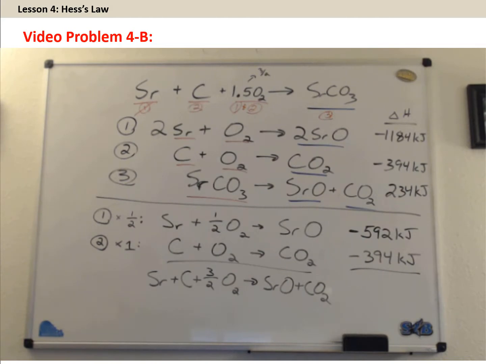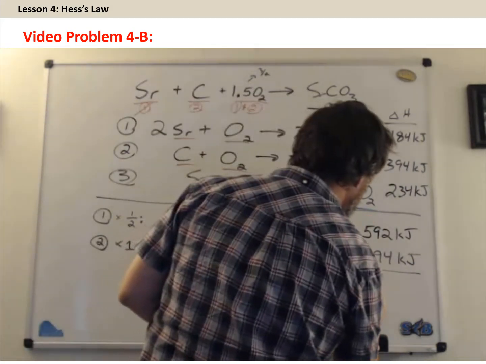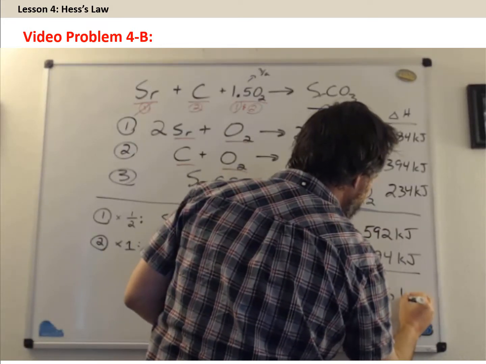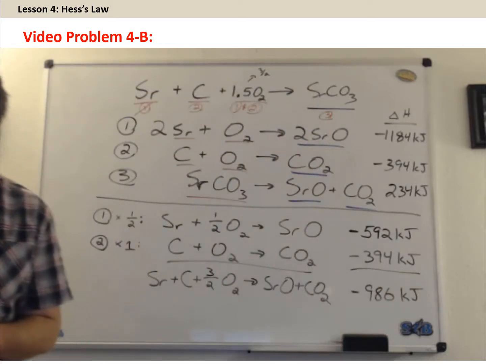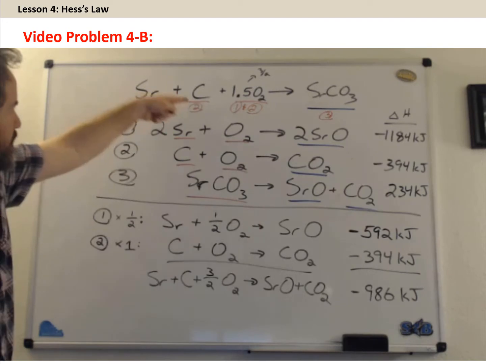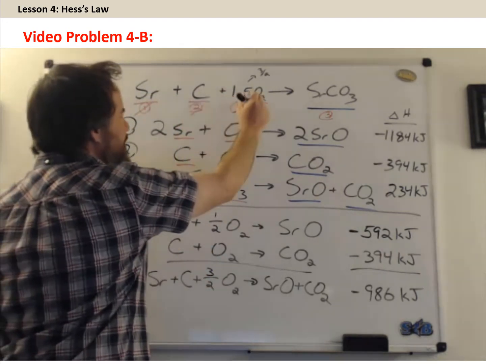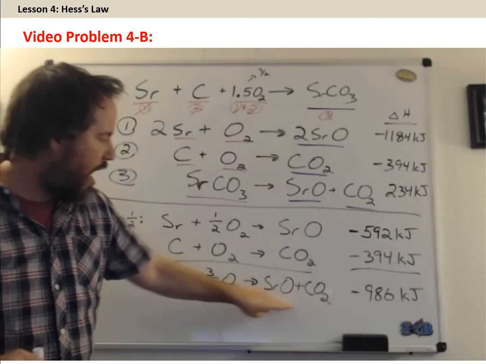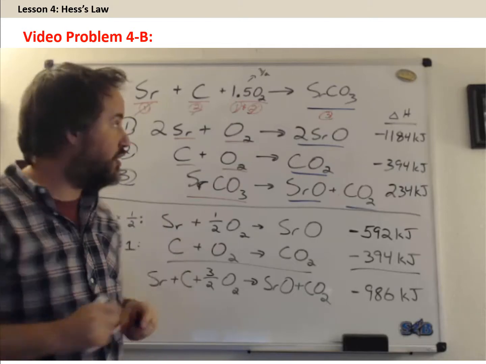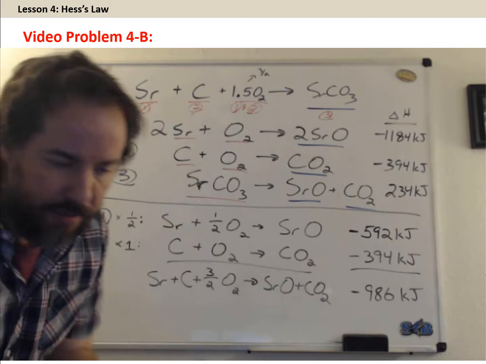All right, so let's go ahead and add these up. This is negative 986 kilojoules. If I look at this, strontium's in the right spot, carbon's in the right spot, oxygen's in the right spot. So maybe I'm done. But look here, I have SrO and CO2. I need strontium carbonate here, SrCO3. All right, so I'm going to take a little pause, come back in a second.